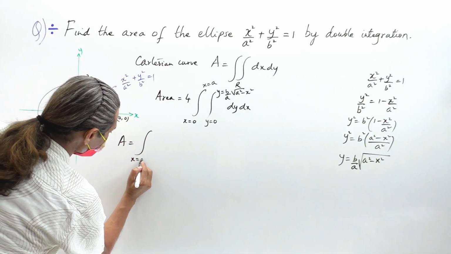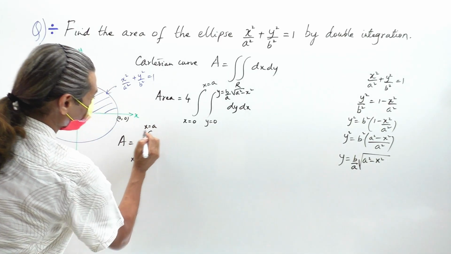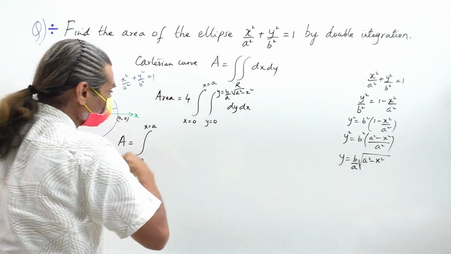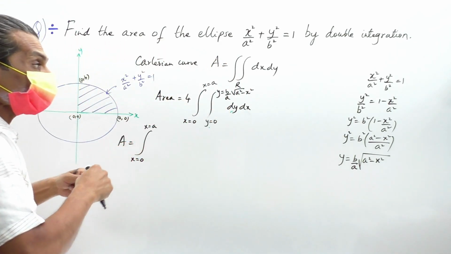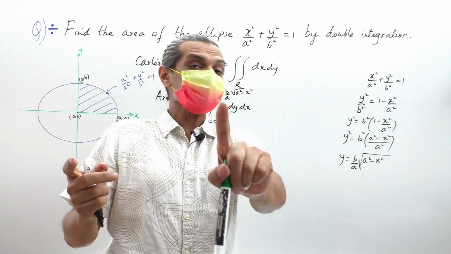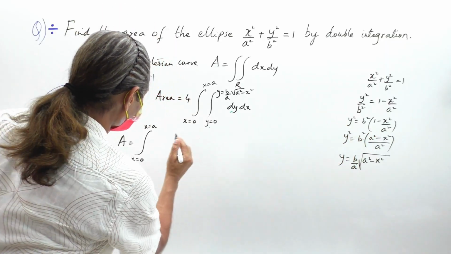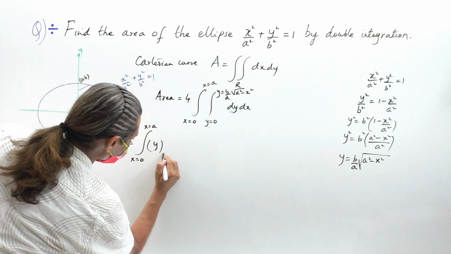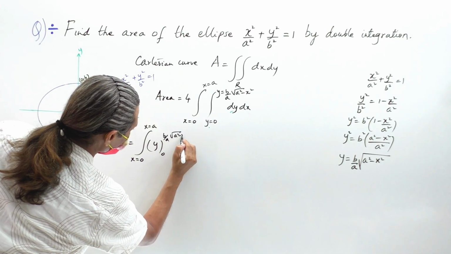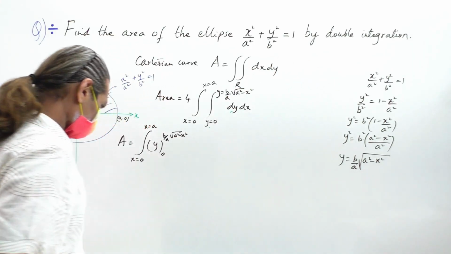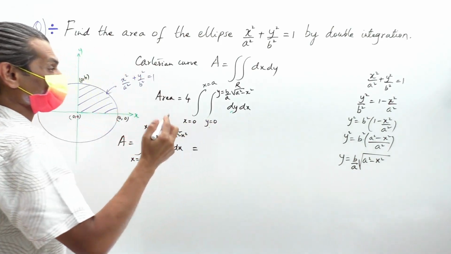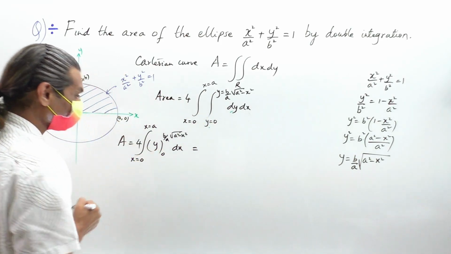The outside limit stays as it is, x equal to 0 to x equal to a. When you integrate with respect to y, there is no y term, so there is 1. Integration of 1 always exists, please don't make this mistake. Integration of 1 dy is y, with limits from 0 to the top limit, b by a root of a square minus x square, into dx. Sorry, I forgot to write the 4 here: 4 times.